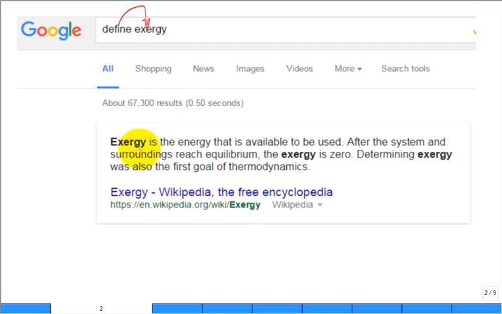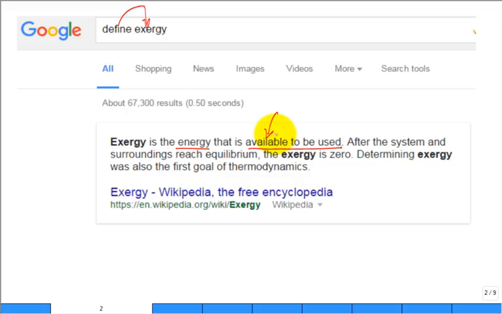So exergy is the energy that is available to be used. It's the useful energy. A lot of times they used to call it the availability. But then they thought, availability? No, it's a more confusing term. They coined exergy. Exergy is a more popular term, although you'll still see people use availability as a term.